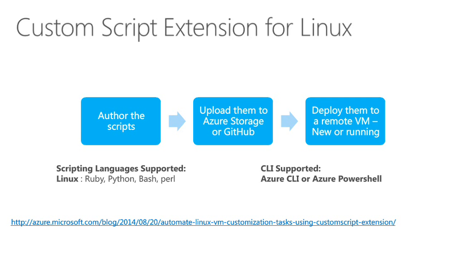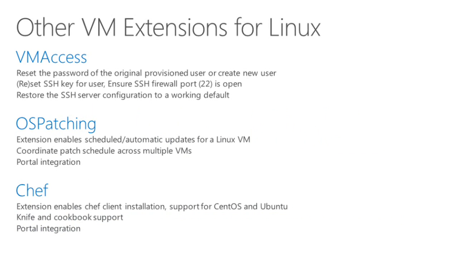We also have other Linux extensions. I don't want to go into detail, but I want to touch on some of these really powerful extensions. The VMAccess extension allows you, without opening any ports, to reset your password or SSH key if you forgot it. Very, very handy. A lot of customers get into this situation where they're not able to access their virtual machine, and they can just deploy this extension and then reset their SSH key or password.